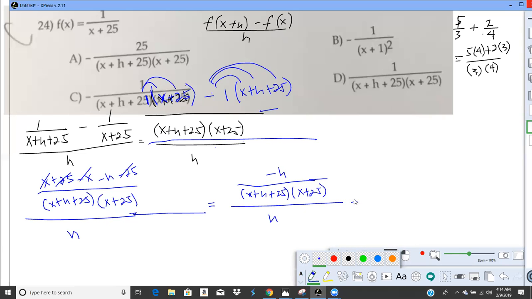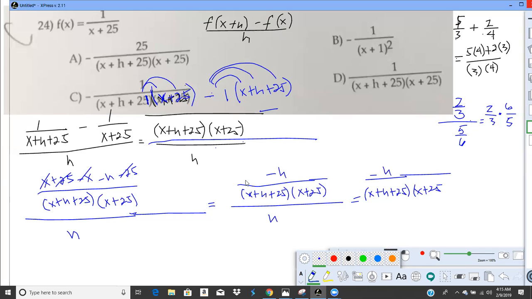Now, remember dividing fractions? Let's say 2/3 divided by 5/6. The idea is keep, change, flip. You keep the numerator 2/3, the division line becomes a multiplication, and then you flip. That's the same thing here. We keep this, which is why I want to make sure this is your main division line. So I copy that: negative h over x + h + 25 times x + 25.